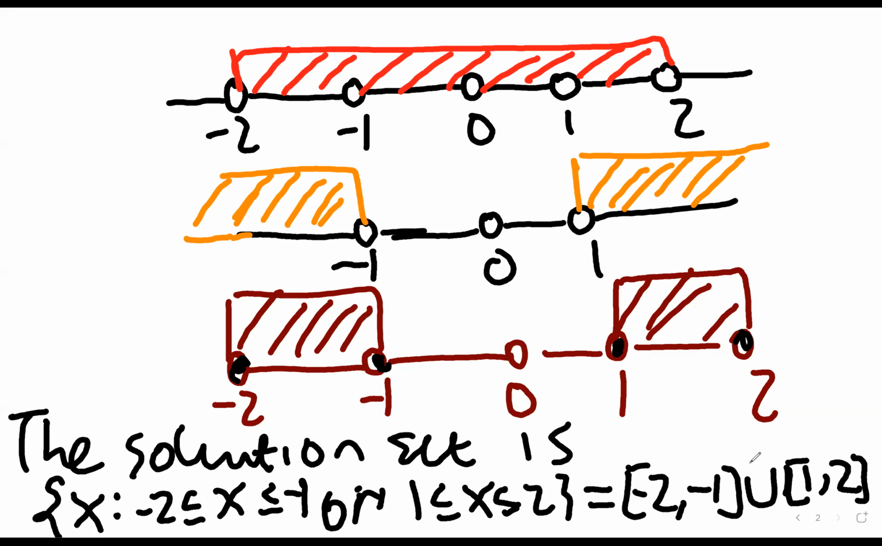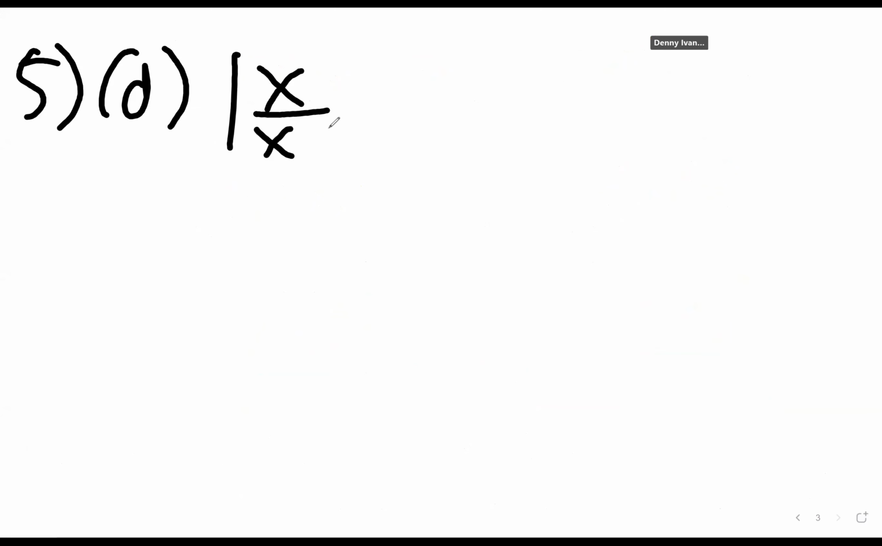Now let us continue to the next problem. Now we consider 5D. In 5D, we need to solve the inequality absolute value of x over x minus 2 minus 3 over, sorry, x over x minus 1, I guess.